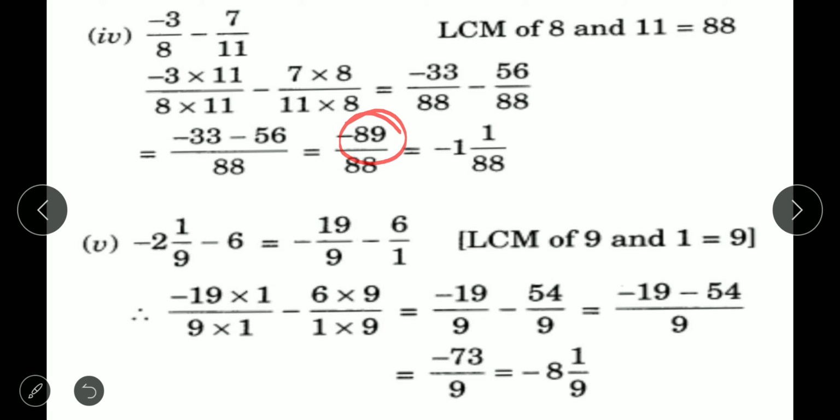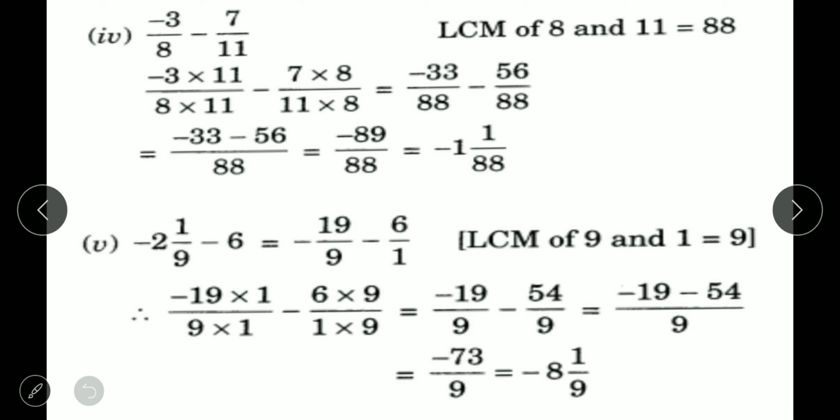And now which is the greater number? 56 is the greater number, so we will put the sign of minus. It means minus 89 upon 88. Now this is in simplest form, but this fraction is an improper fraction. The denominator is lesser than the numerator, so we have to change into mixed. To change into mixed, we divide, and you will get 88 ones are 88. Okay, 1 is left, so 1 upon 88. So minus 1, 1 upon 88 is the answer.